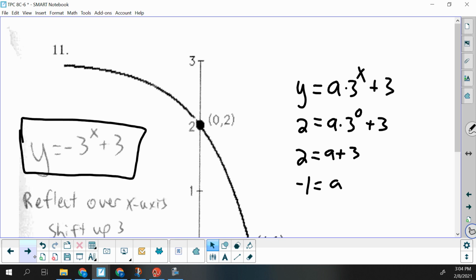Next one, the dotted line wasn't in there, but it was leveling off at 3. So we wanted to think of it as a times 3 to the x plus 3. Subtract that 3 out of there, and we eventually get -1 equals a. So y equals -1 times 3 to the x plus 3. That's showing a reflection over the x-axis and also a shift up 3.